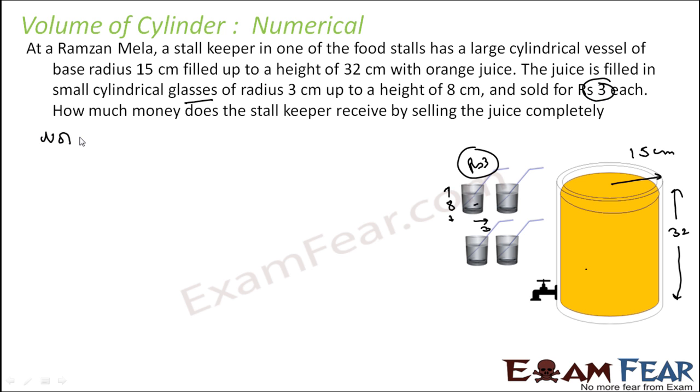So let's find the volume of the tank. It is nothing but pi r square h. Okay, so let's put the value. Or let me put pi only, it will get cancelled. r is 15 and everything is in centimeter, please note. r square into h, that is 32 centimeter. That is the volume of the tank.